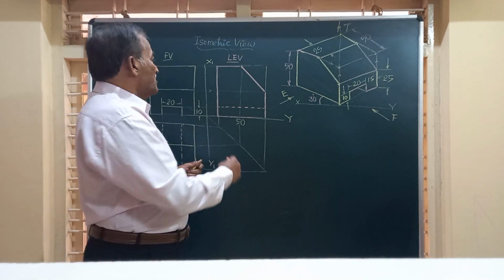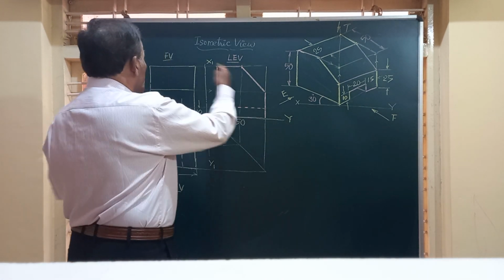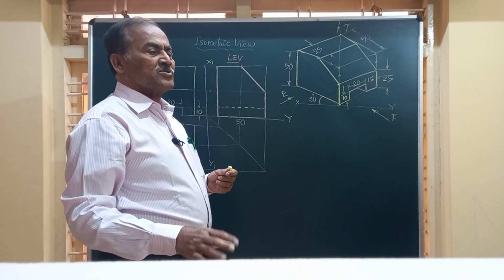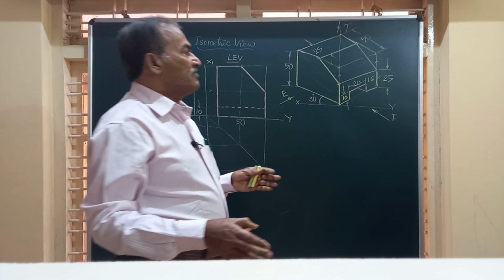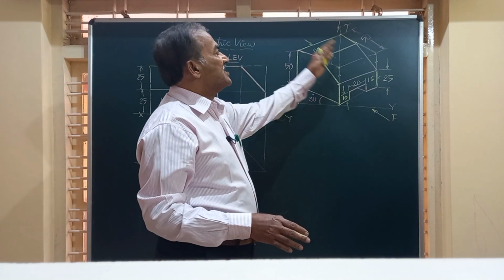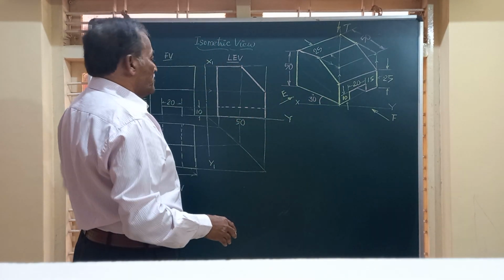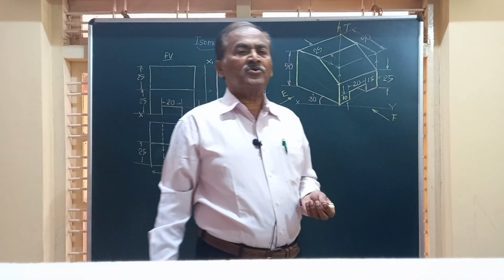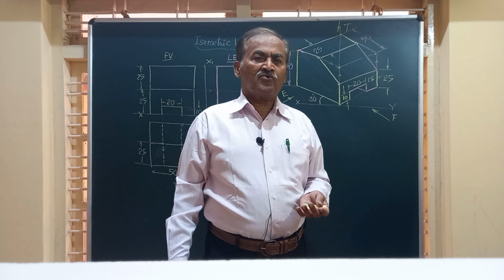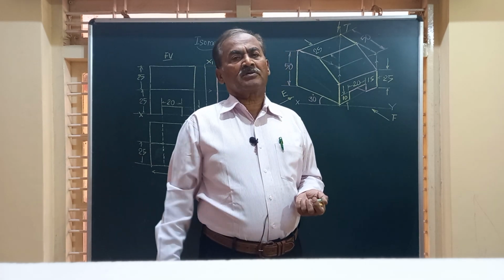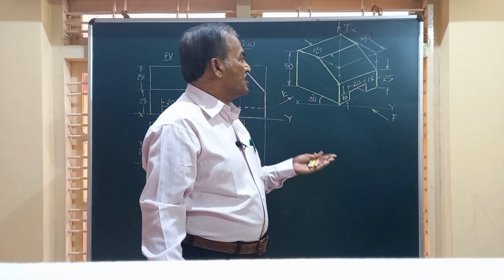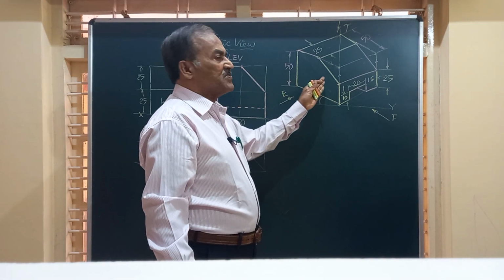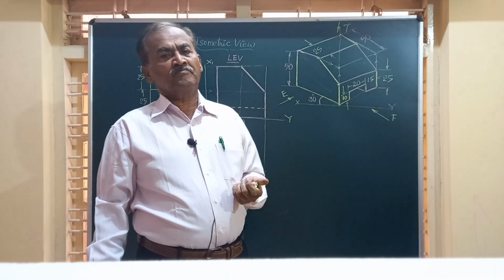So friends, the other type is they give you these three views and ask you to draw this. That is a little difficult. So I am starting from converting a 3D figure into a two-dimensional figure. So friends, I am very sure you are able to follow the procedure to obtain the isometric view and the orthographic views of the solid given.